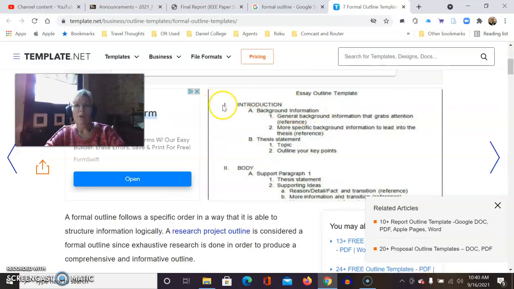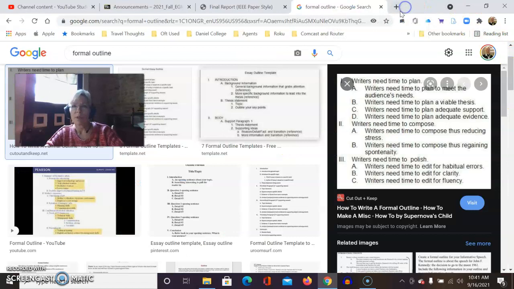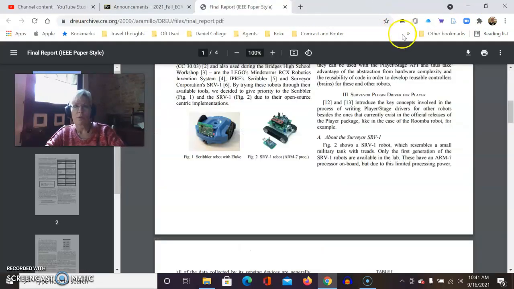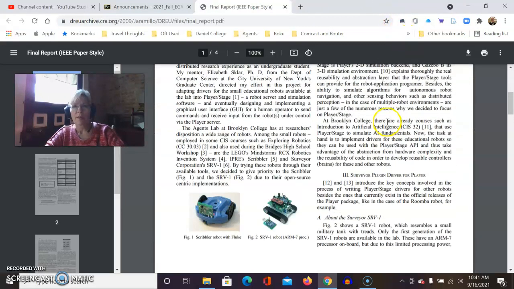But then once you have a section that is a fairly complex section, perhaps like this introduction, sometimes introductions are simple. This one happens to have 2 different components in the introduction. One is the background information, and then the second part is the thesis statement. Okay, so look it up if you need to know how to do an outline form. It's kind of the same thing here.